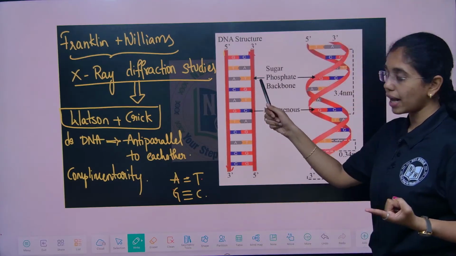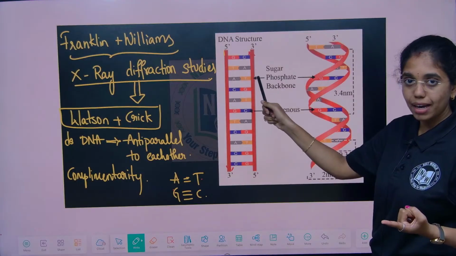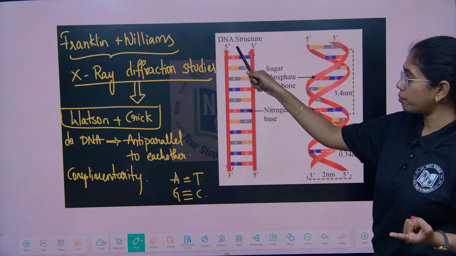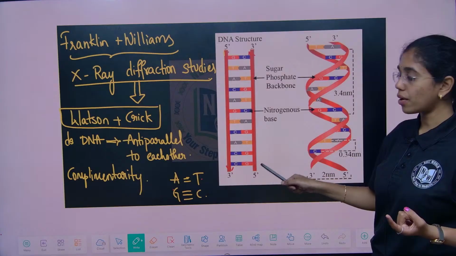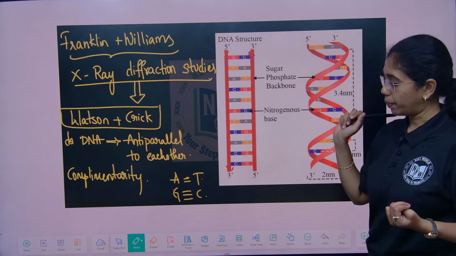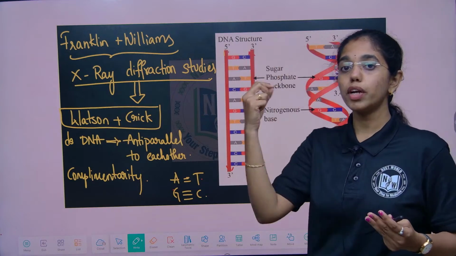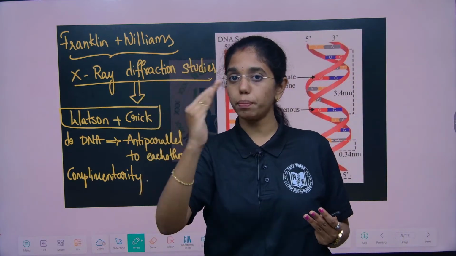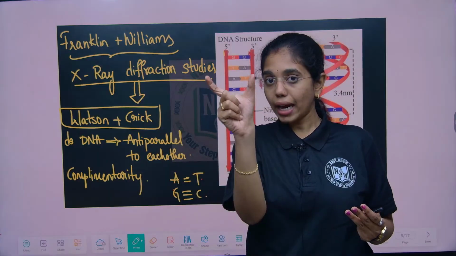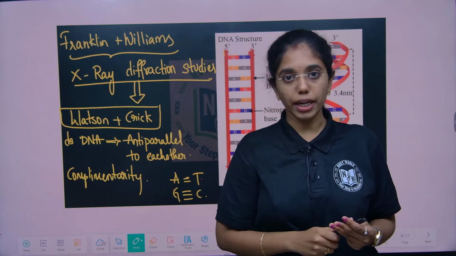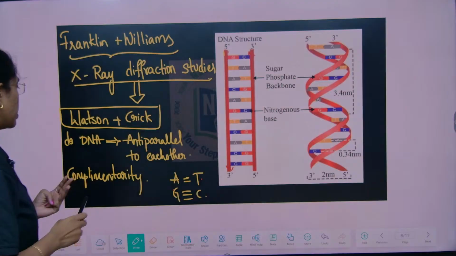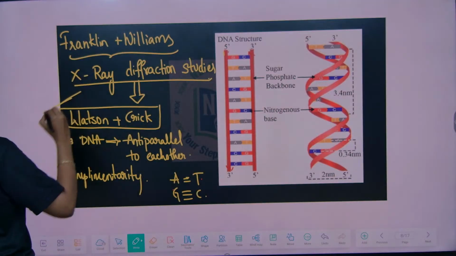First is anti-parallel to each other, the 2 strands are anti-parallel to each other. One runs from 5 prime to 3 prime, the other strand runs from 3 prime to 5 prime. Second point is complementarity. Third, sugar phosphate groups are placed towards the periphery and nitrogen bases are at the center. These are the 3 major points. Clear, right? From the Watson-Crick model.